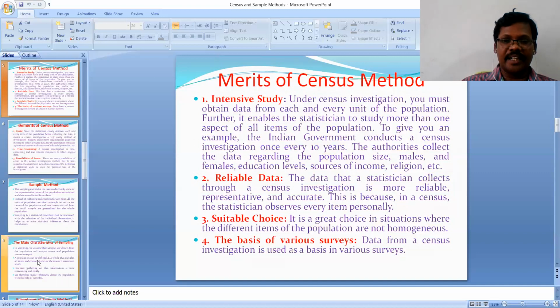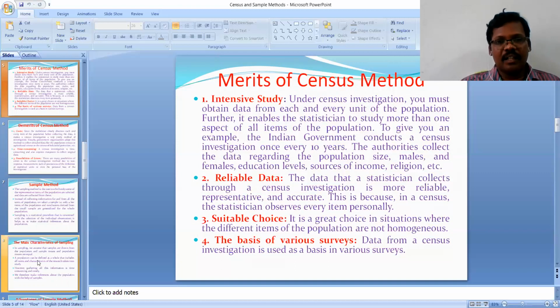Reliable data: the data that a statistician collects through a census investigation is more reliable, more suitable, because we are taking the information from all. It is also more representative. Because all people are represented directly, it will be accurate, it will be perfect. This is because in a census the statistician observes every item personally.